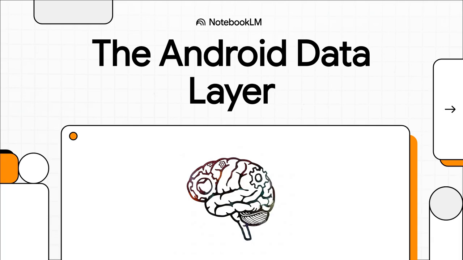All right, let's dive in. Today, we are pulling back the curtain on one of the most critical parts of any modern app, the Android data layer. You might not see it, but it's basically the secret brain that makes everything run smoothly. So let's figure out how it all works.